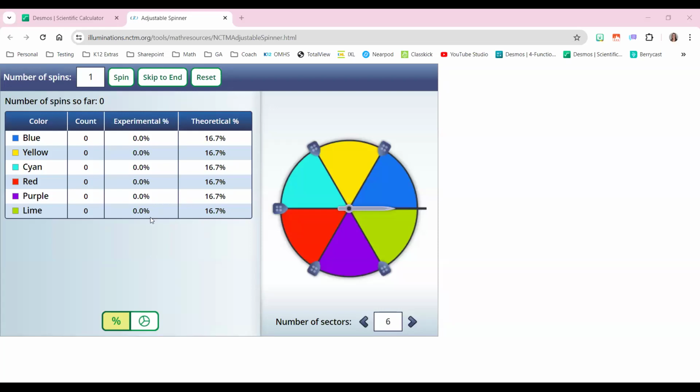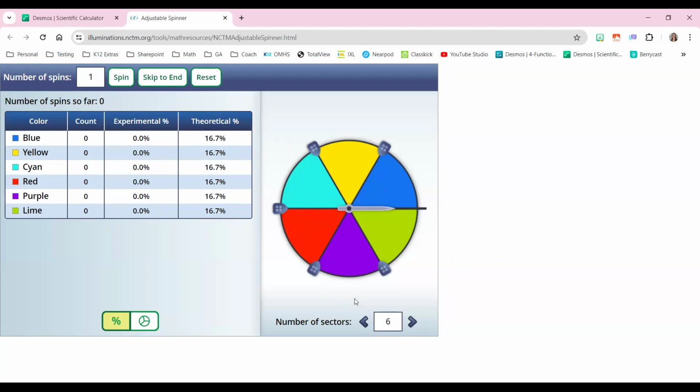All right, now let's do this comparison again just with a spinner. If we look at this spinner, we can see it is in 6 different sections. So if we wanted the theoretical probability of it landing on blue, it would be as a fraction 1 out of 6. We have a 1 out of 6 chance of it landing on blue. As a percentage, that would be 16.7%. And same would be for each one of the colors. We have a 16.7% chance of it landing on each color.